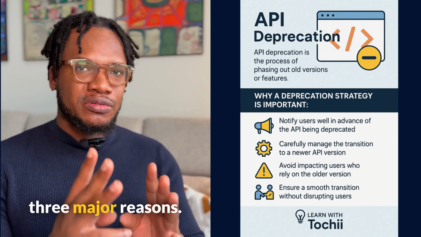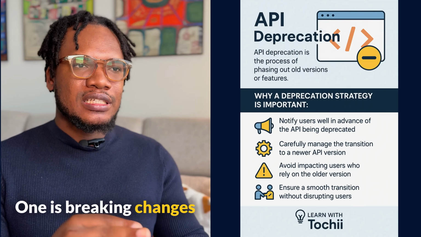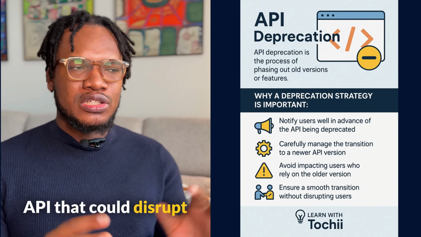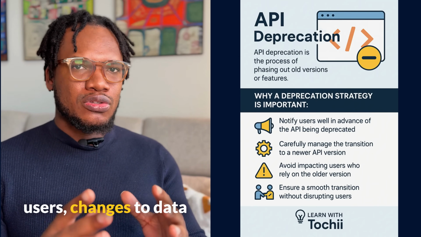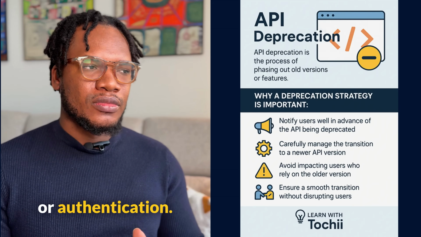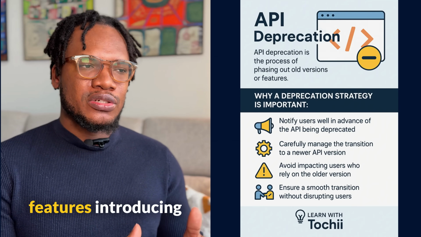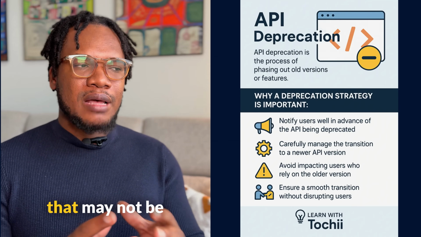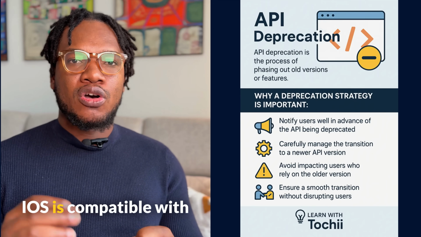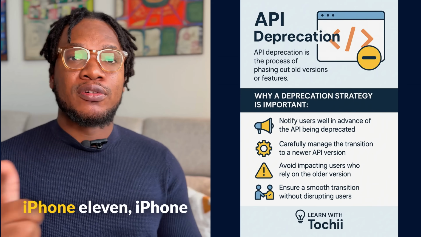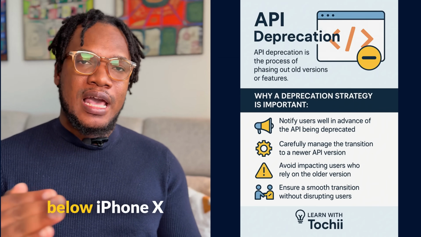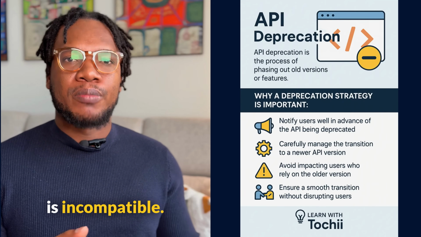There are three major reasons. One is breaking changes, as I've explained: modifications to the API that could disrupt users, such as changes to data structure, endpoint, or authentication. Secondly, new features, introducing functionalities that may not be backward compatible. iOS is compatible with iPhone 11, iPhone 12, iPhone 13. Everything below iPhone X is incompatible.